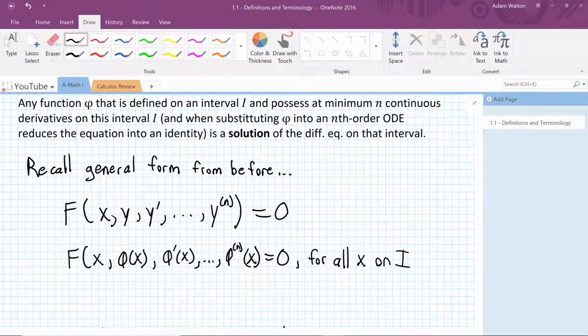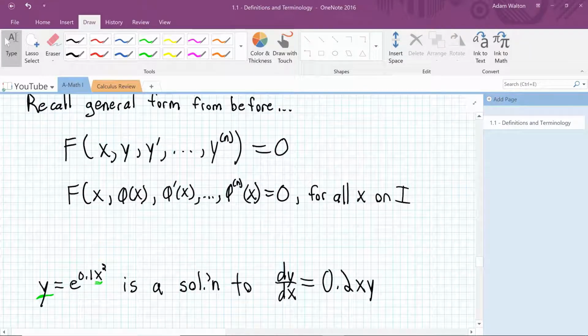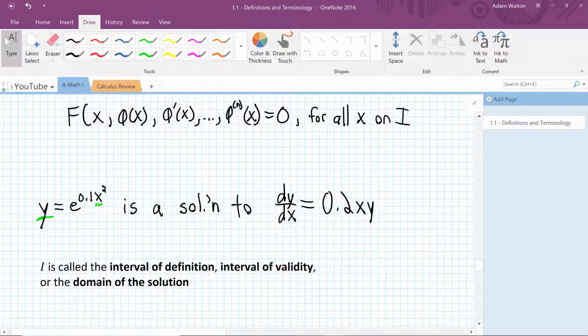Well, primarily what we're getting concerned with now is this interval I, right? So without getting too much into it now, we're going to make more sense of this later with some examples, but you can essentially think of phi of x as y. And once again, we'll get into it and explain this more. So now we have y equals e to the 0.1x squared as a solution to the differential equation dy over dx is equal to 0.2xy.